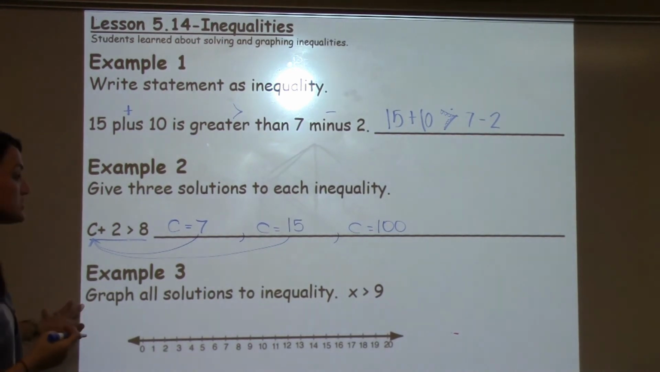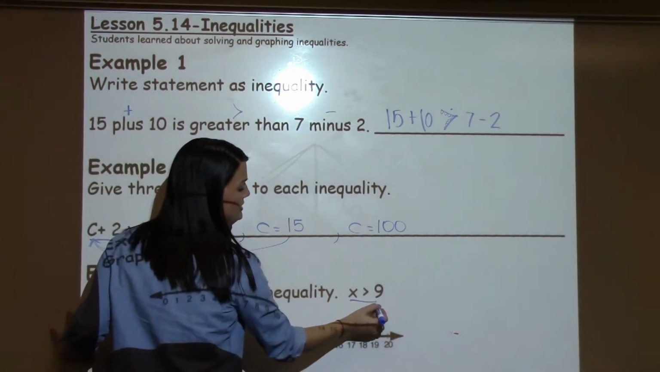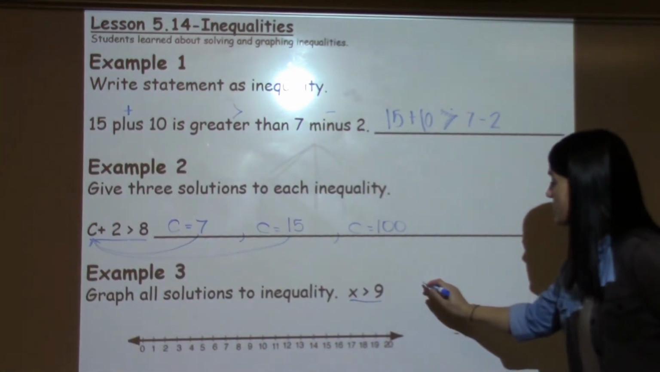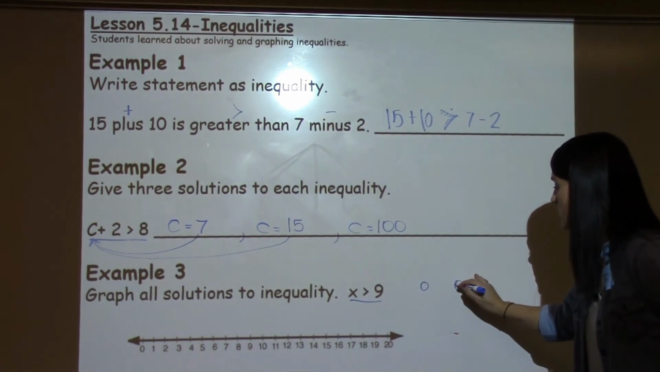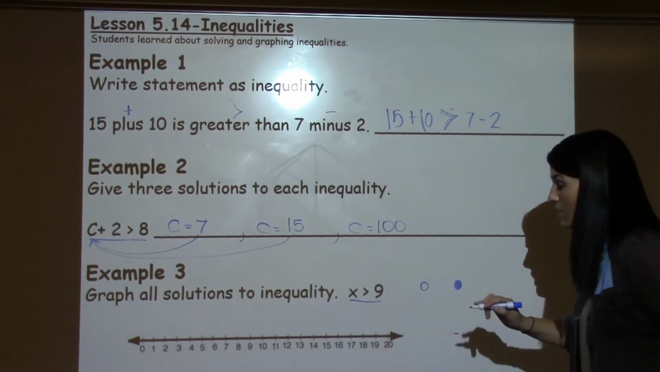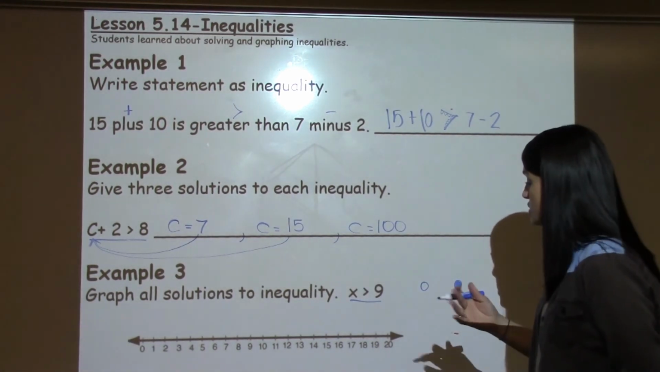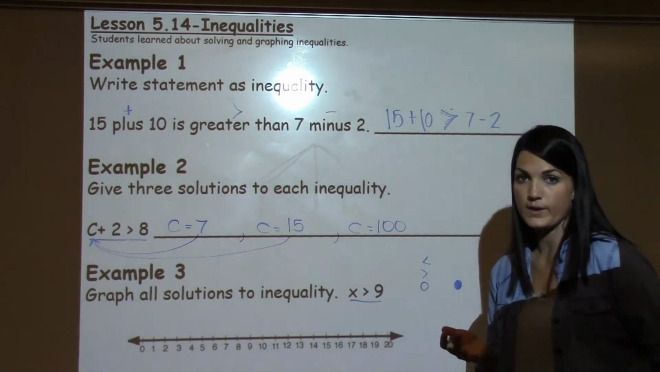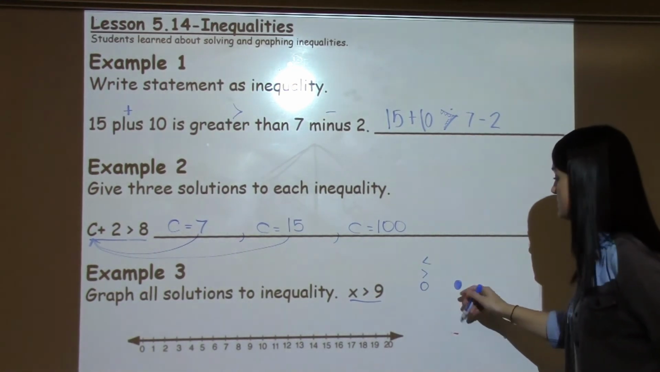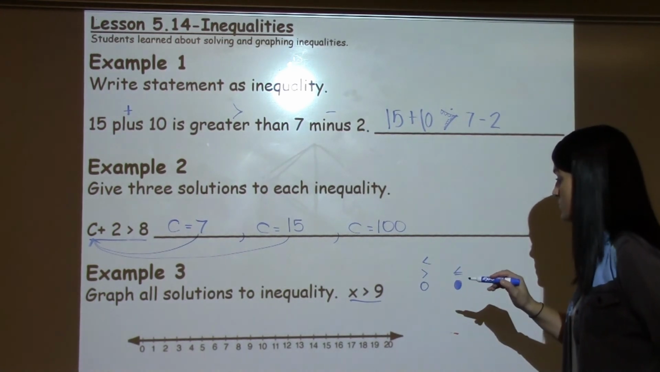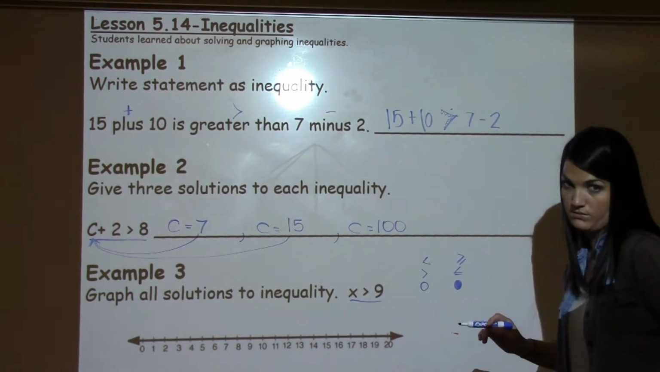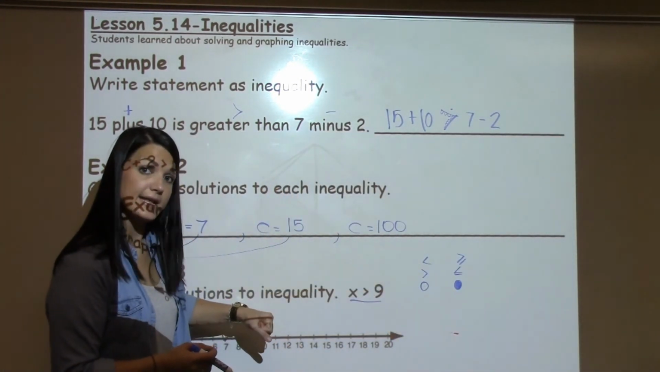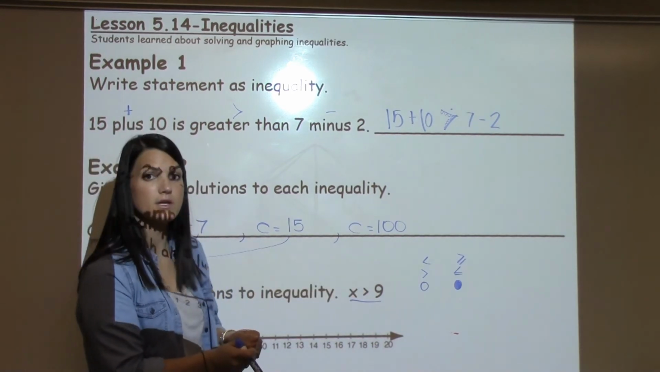Example 3 says graph all solutions to this inequality: x is greater than 9. Now there are 2 different ways that students can graph inequalities. They can either use an open dot or a closed dot. And the dots, whether they're open or closed, mean different things, so it's important to know the difference. Students place an open dot anytime they're working with just greater than or less than. They use a closed dot when showing greater than or equal to, or less than or equal to. The open dot shows that you do not include that number. The closed dot shows that you do include that number.